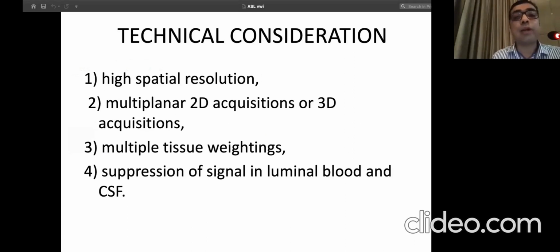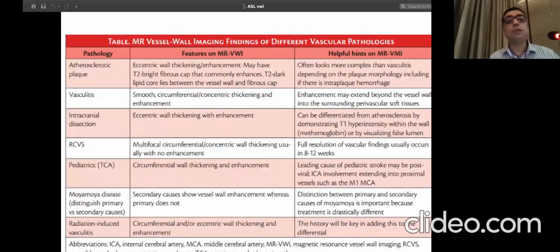We rely more on a multiplanar 2D acquisition with the 3D. For some reason, we are not getting a good 3D sequence. Oblique planar 2D sequences with the Vista sequences and the PD sequences are the mainstay of our work. And these are the things which we deal with.